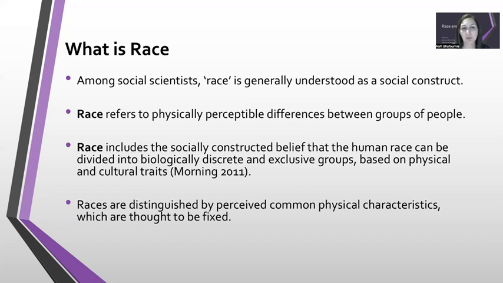Race also includes some socially constructed belief that the human race can be divided into biological, discrete, and exclusive groups based on their physical and cultural traits. So there are different groups in society based on these differences. And races are distinguished by common physical characteristics, which are thought to be fixed. So there's an assumption that race is a fixed concept.